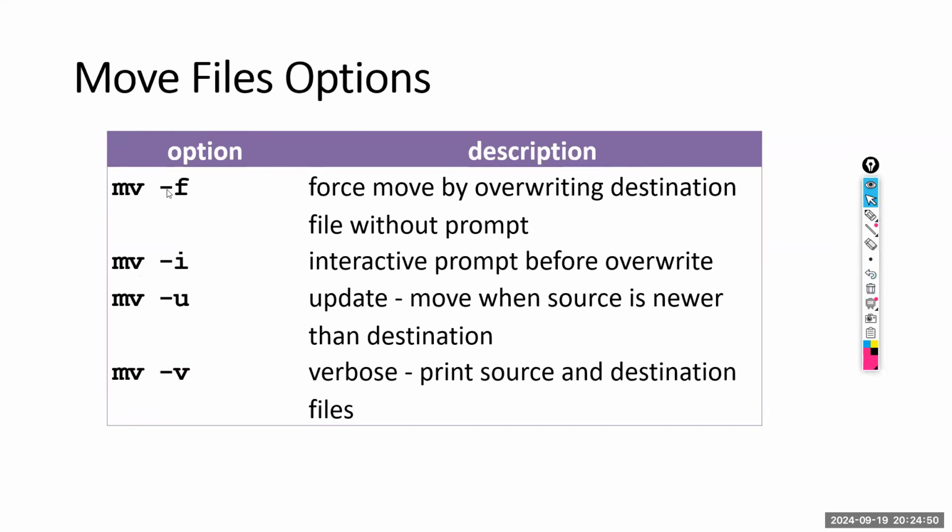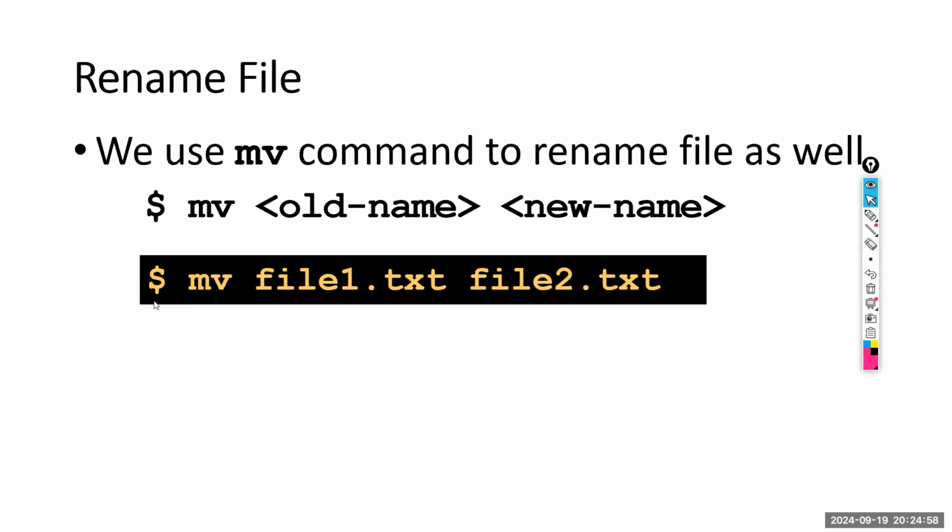Right. So these are some other options, parameters. Minus f, minus i, minus u, minus v, verbose. So as I told you, for renaming, there's no command. Just use the move command, old file name and new file name. That will effectively rename the file from file 1 to file 2. Okay.